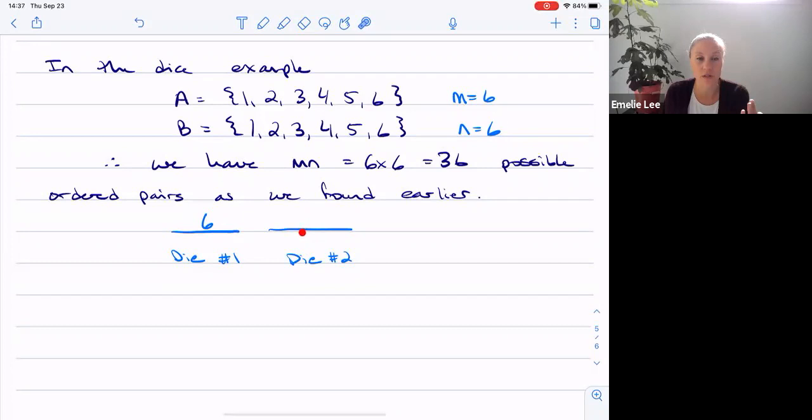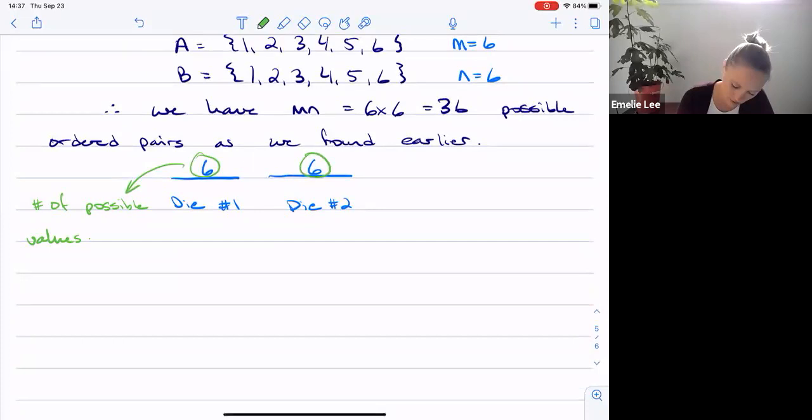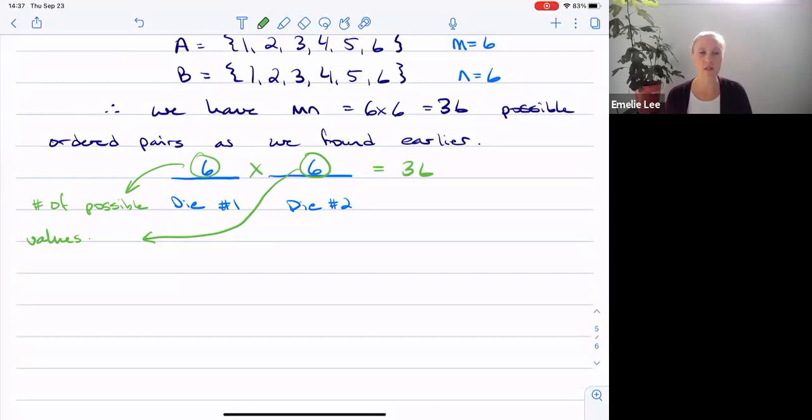And so here, we just jot down the number of possible values in both, and we multiply to find that 6 times 6 is 36.